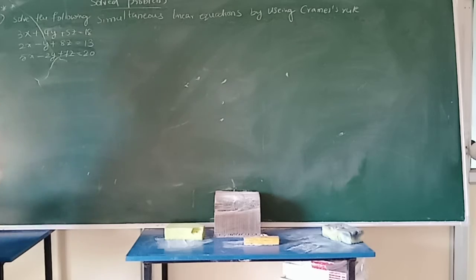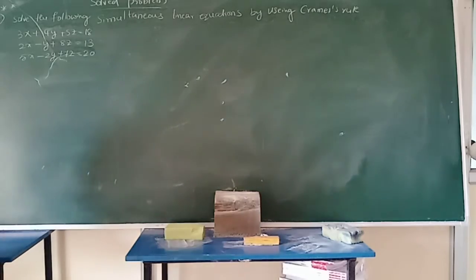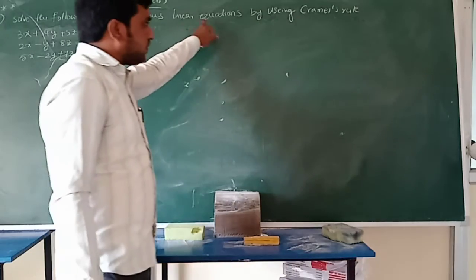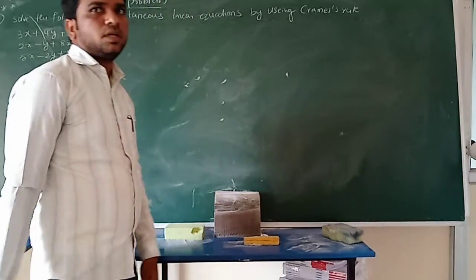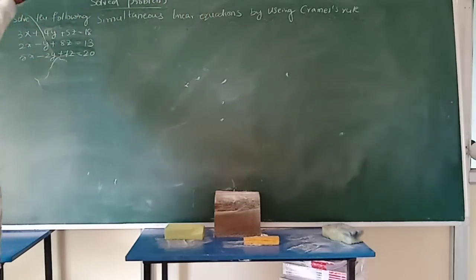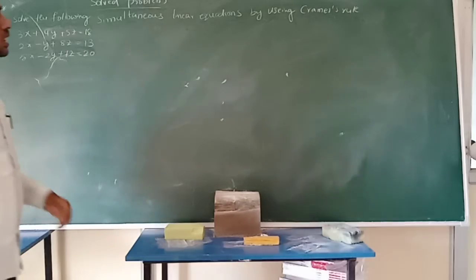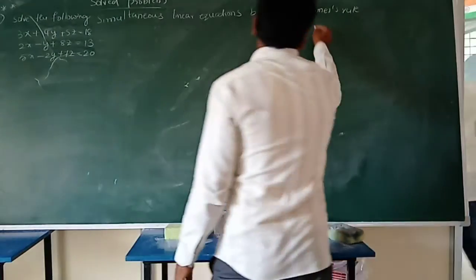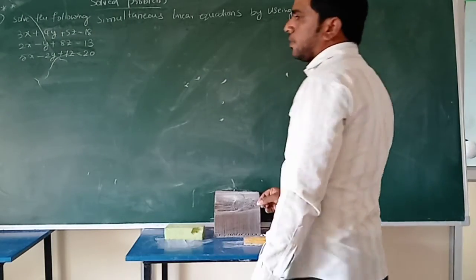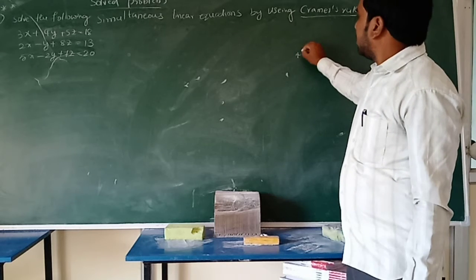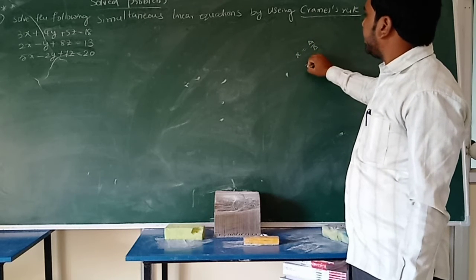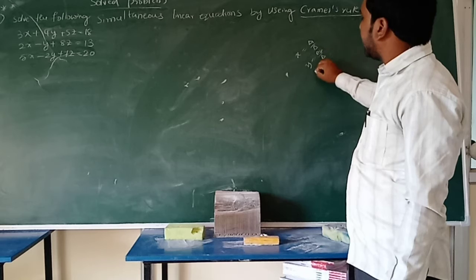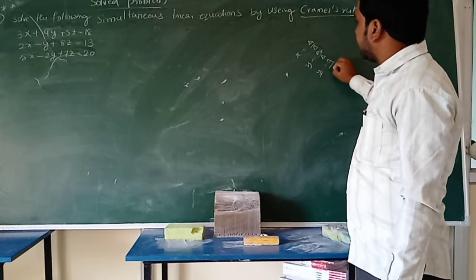Okay students, the given three equations, solve the following simultaneous linear equations by using Cramer's rule. We have already discussed Cramer's rule. That is, x is equal to delta 1 by delta, y is equal to delta 2 by delta, and z is equal to delta 3 by delta.